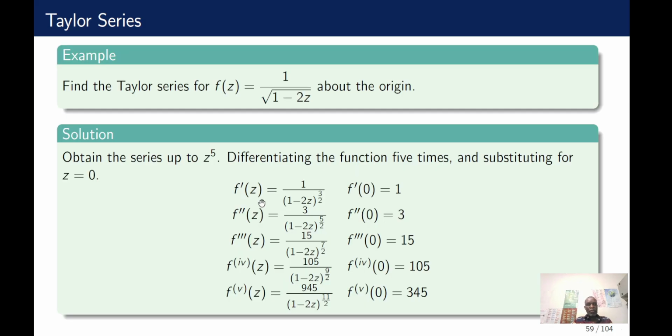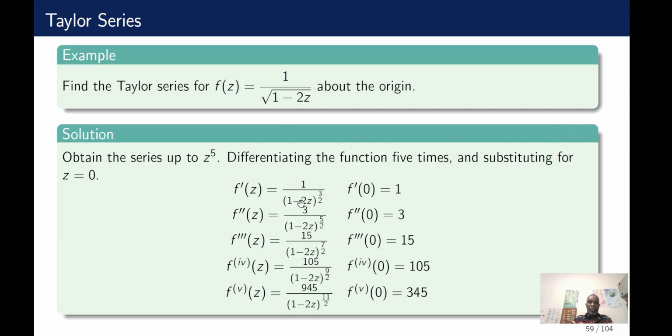So let us start with this one. We want to find the Taylor series for f(z) equals 1 over the root of 1 minus 2z about the origin. In other words, this is a Maclaurin series. You can expand it for any number of terms, but we've decided to get the first 6 terms, which means we are going up to z to the power 5. So we're going to differentiate 5 times. The first coefficient we can obtain by just substituting z equals 0. So we differentiate and then substitute z equals 0.